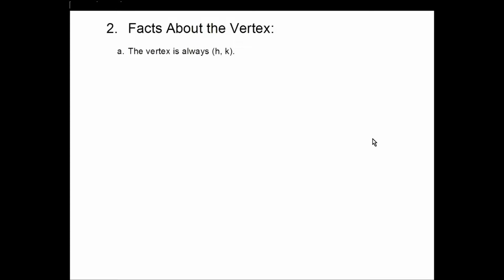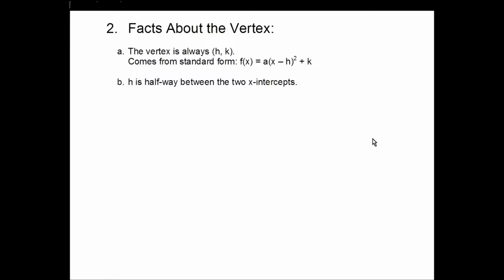So facts about the vertex. The vertex is always h, k. Now that's if you're using standard form. You get h, k directly from the form. Now we're always going to call the vertex h, k. So how else can we find h and k? It comes from standard form again. f of x equals a times x minus h squared plus k. Now, what if you don't have standard form?